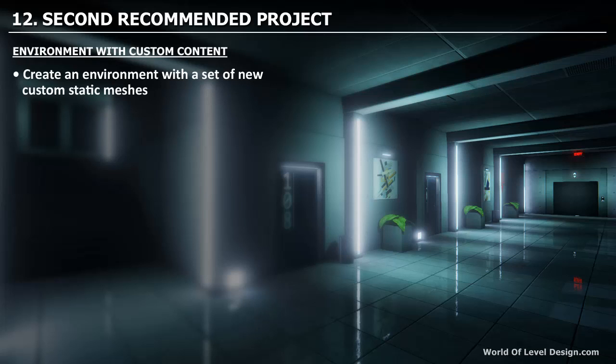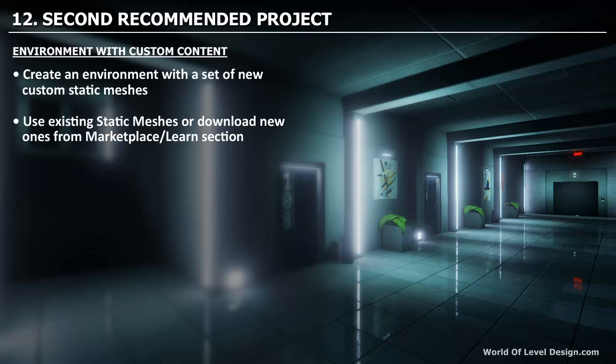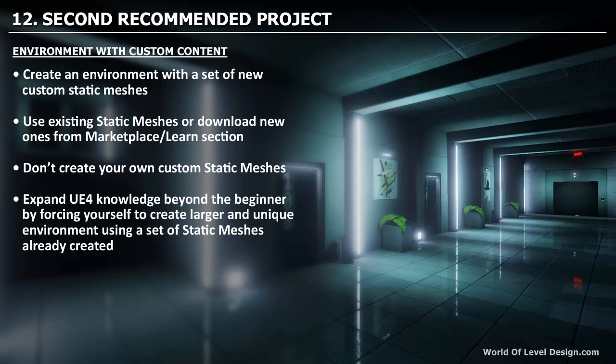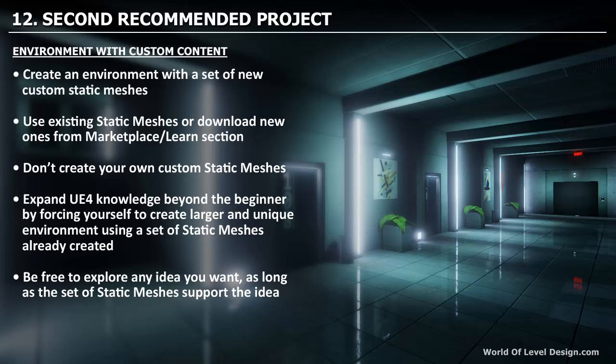You want to create a small environment with a set of new custom static meshes, but you want to use existing static meshes. Do not create your own custom static meshes just yet. We are focusing on learning Unreal Engine 4, not modeling, texturing, or doing that entire pipeline. You are expanding your Unreal Engine knowledge beyond the beginner by forcing yourself to create a larger and unique environment using a set of static meshes already created. In this project, you are free to explore any idea you want as long as the set of static meshes that you're using support the idea.